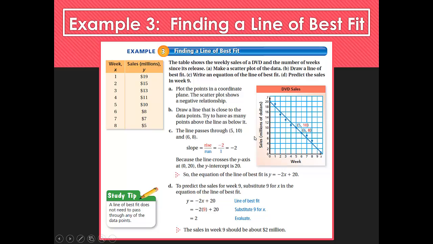Try to have as many points above the line as below it. So you kind of have about an even amount of points. So here we have 1, 2, 3 above and 1, 2, 3 below. And then we had 2 that were right on that line.